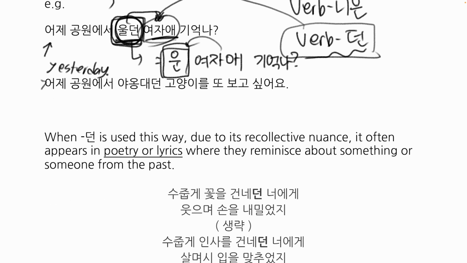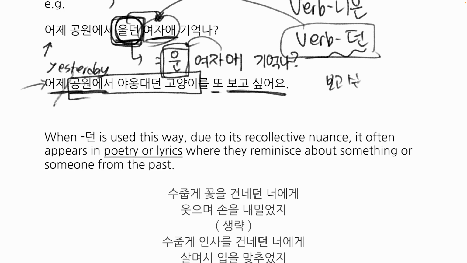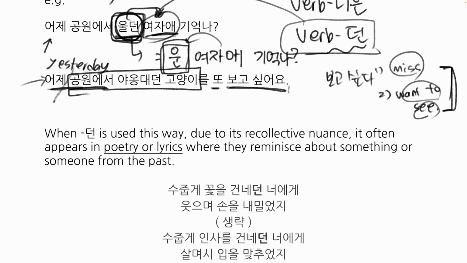And the second one, 어제 공원에서 야옹대던 고양이를 또 보고 싶어요. So 보고 싶다 has double meaning. It means you miss. And the second one is you want to see. So here, 보고 싶어요 means like, oh, you missed that cat, as in you want to see that cat again. You're kind of recollecting the cat.